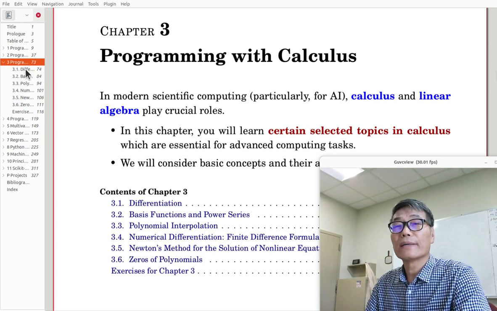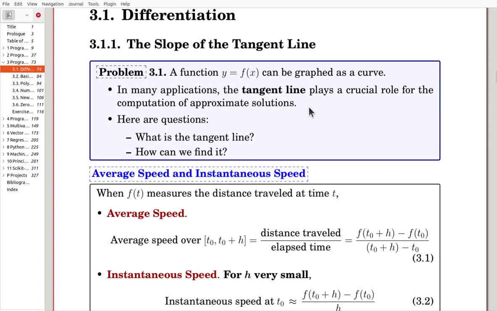Let's go to section 3.1, differentiation. The slope of the tangent line. A function y equals f of x can be graphed as a curve. In many applications, the tangent line plays a crucial role for the computation of approximate solutions. Here we have questions. What is the tangent line? And how can we find it? Let's see this example along with the average speed and instantaneous speed.